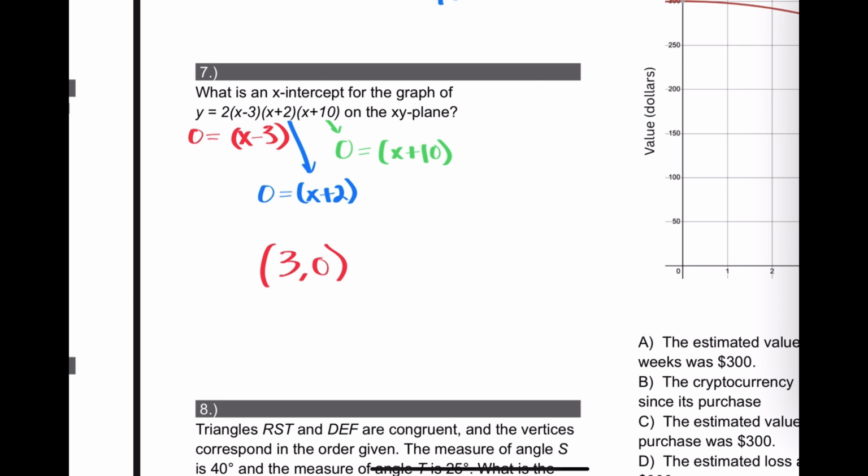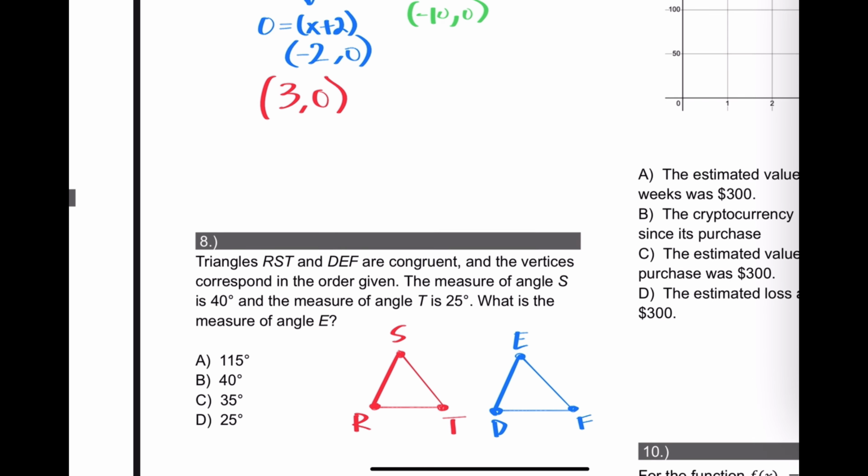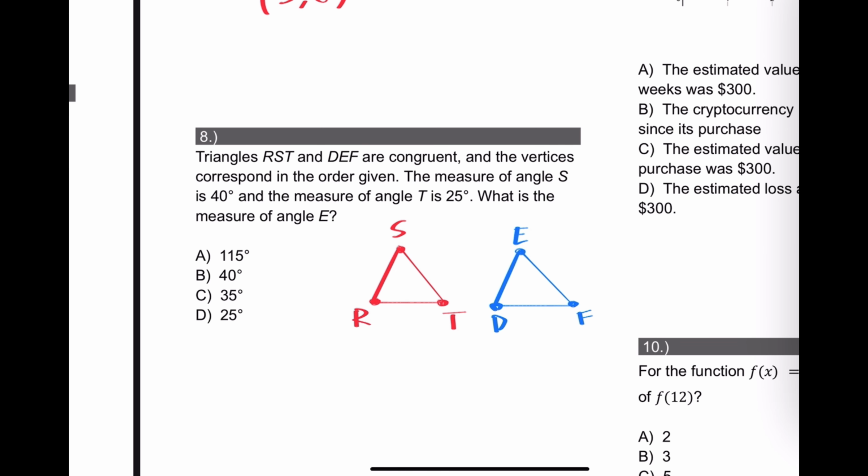We could also notice those intercepts are the opposites of each of those factors. So negative 2 would be one of the options. You could also write negative 10 as one of the options. Those would all be x-intercepts. Okay, moving on to 8.